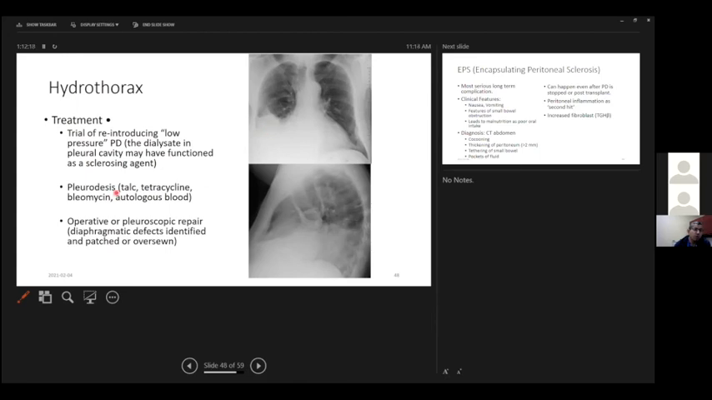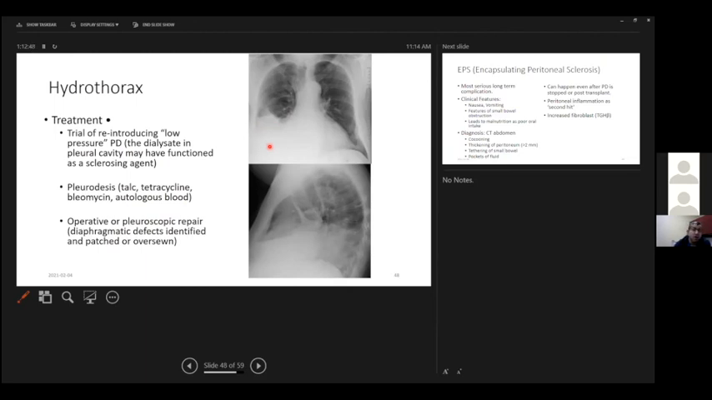Or else you may want to do a pleurodesis, in which you put in the needle and then you put in talc, tetracycline, bleomycin, or autologous blood, which will irritate the pleura and cause inflammation and fibrosis. Or else you'll have to get a surgeon to do an operative pleurodesis. Sometimes the channels are very obvious, sometimes they're not, and they essentially end up stripping the pleura from the diaphragmatic surface, disrupting all the channels, and that actually helps.